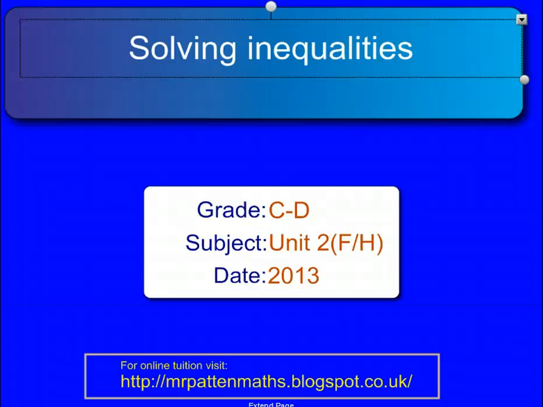Solving inequalities. Grade C, and it's covered in both Unit 2 Foundation and Unit H Higher. Right, what is an inequality? An inequality will look like this. It'll have an expression, it might have two or one term, then a symbol, we'll look at that in a minute, and then some other number, or could even be the expression on the other side.